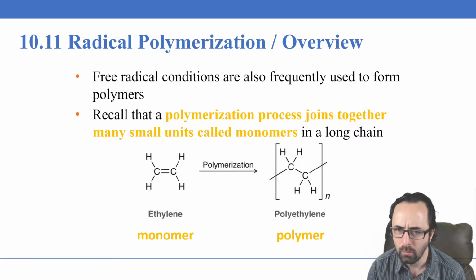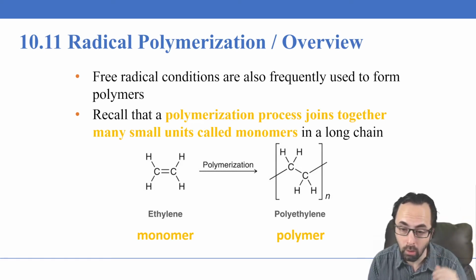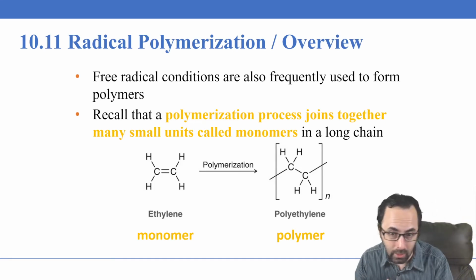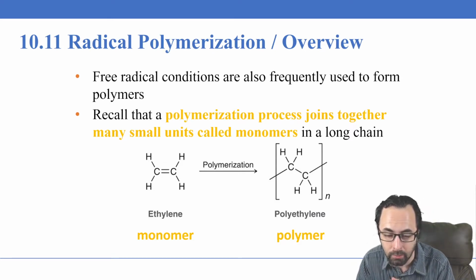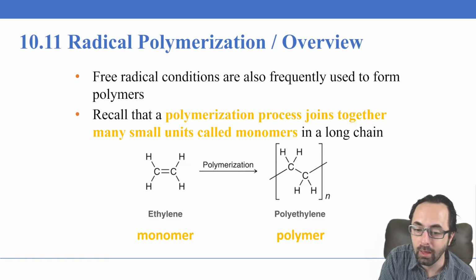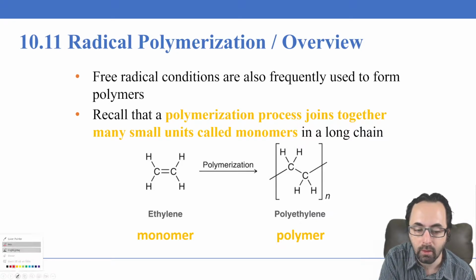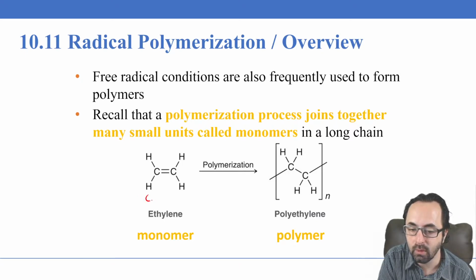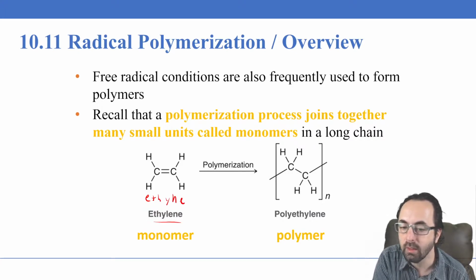So free radical reactions are used to create polymers. Polymers are those molecules that have many repeating units joined together. So you may have heard of a type of plastic called polyethylene. Ethylene, or as we call it, ethene, is C2H4, right? We would call it ethene by the systematic name, but it's very commonly called ethylene, C2H4.